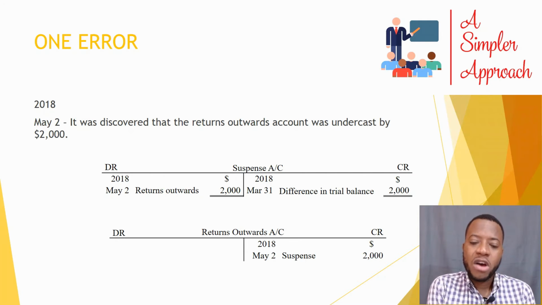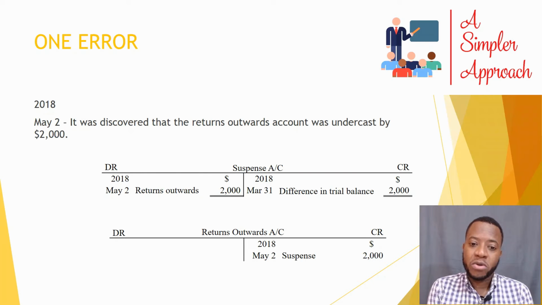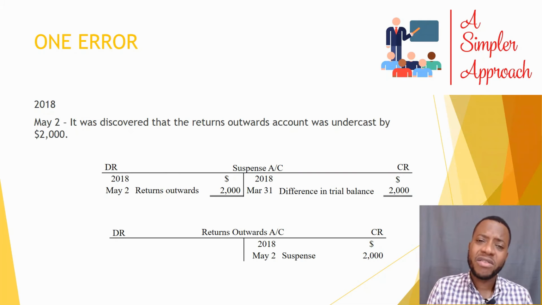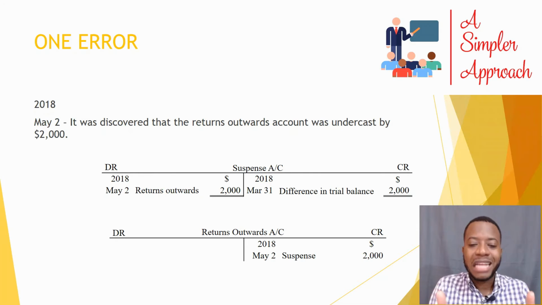And now we would have placed in the returns outwards account what is called suspense 2000, and that would just tell us that there was a previous error of 2000. The suspense account was open to hold it. Now we know what the error is, and it is fixed. That's what suspense in the returns outwards account would basically express, because it's not usually there, but it's there now. So what does it mean? That's what it would mean.